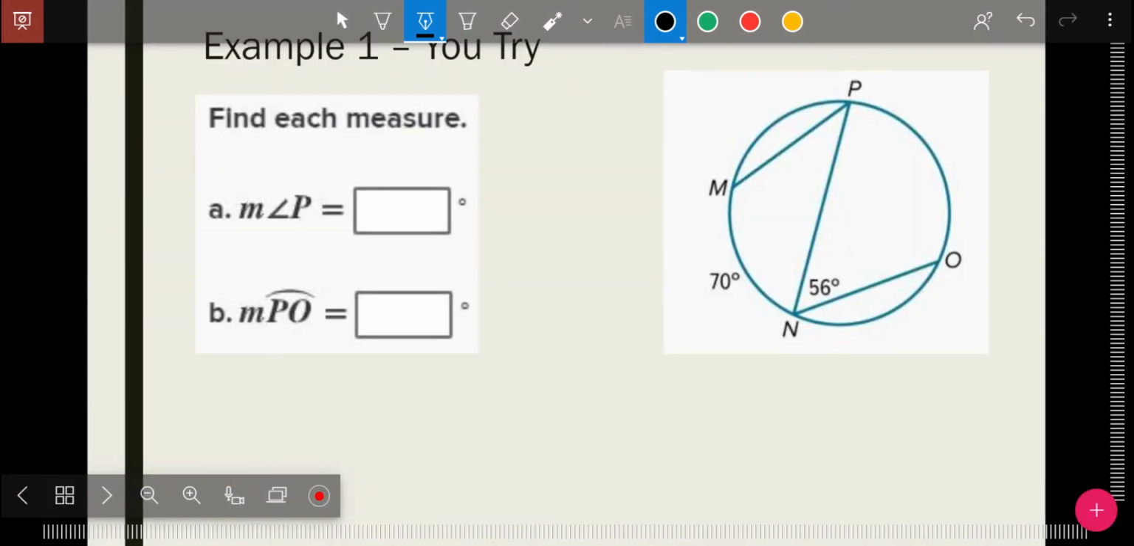So look at this picture. What is the measure of angle P? Angle P is half of 70. So angle P is 35. What is the measure of arc PO? Arc PO is not half because we're going in reverse. It's double the angle. The opposite of a half is to double it. So this is double the angle, arc PO.